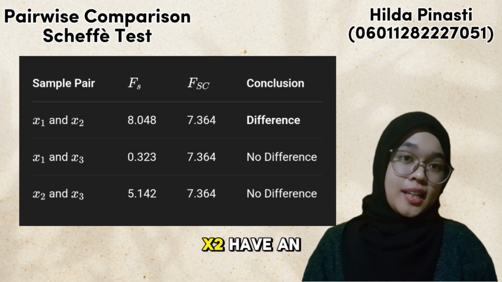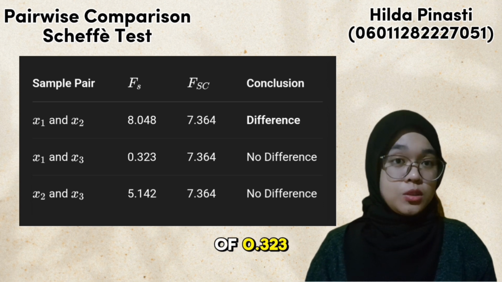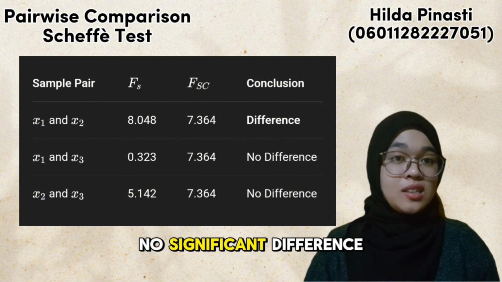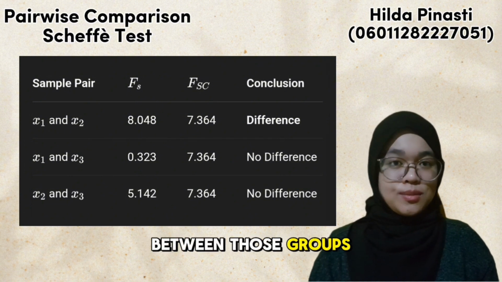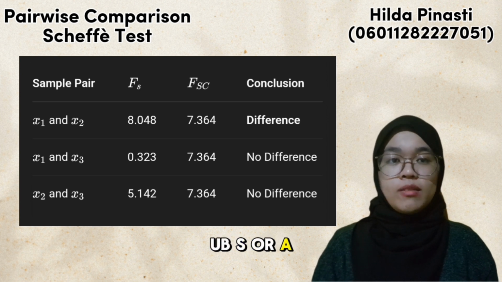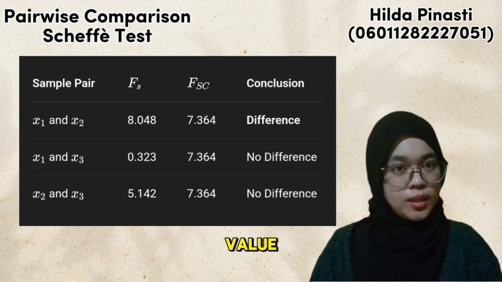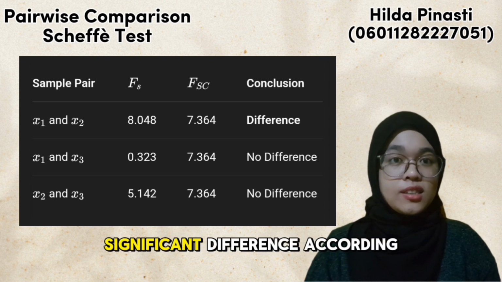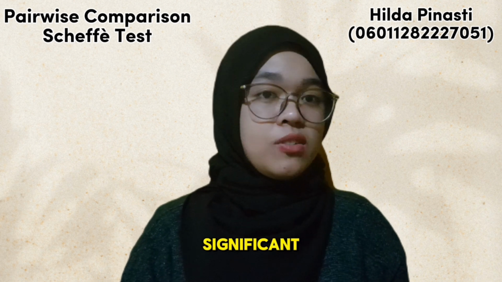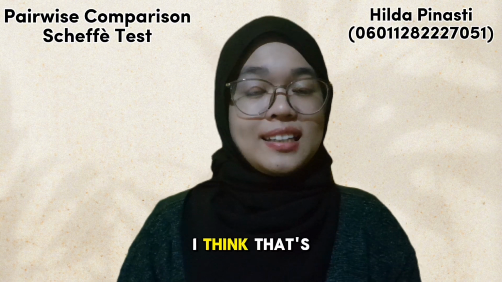Next, x1 and x3 have an F sub S, or F value, of 0.323, which is less than 7.364. So no significant difference is found between those groups. Finally, x2 and x3 have an F sub S, or F value, of 5.142, which is also below the critical value. So again, no significant difference. According to the results, the only statistically significant difference is between group 1 and group 2. I think that's all from me.